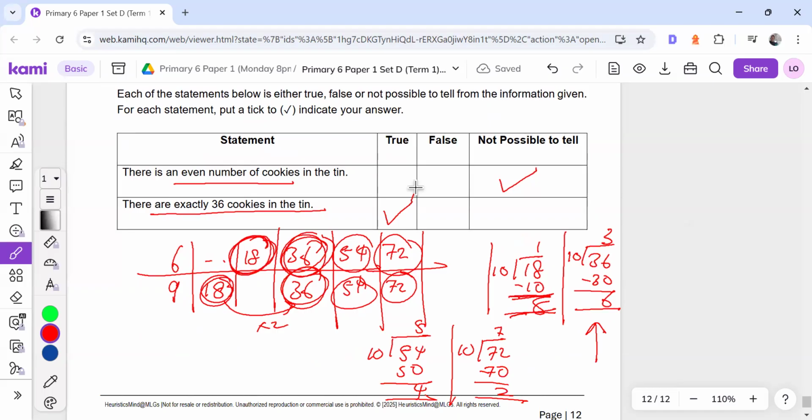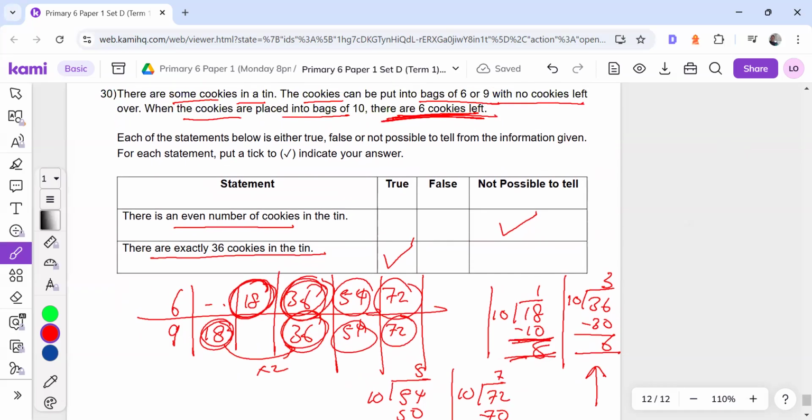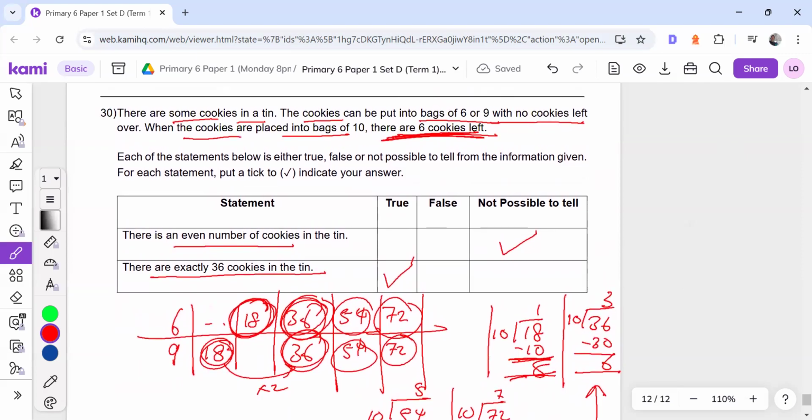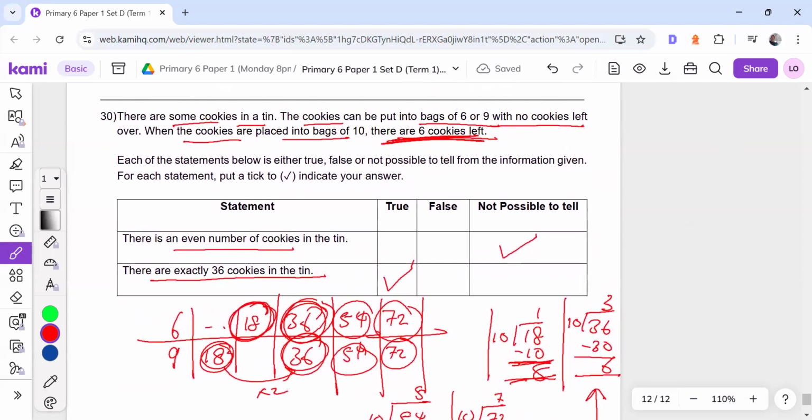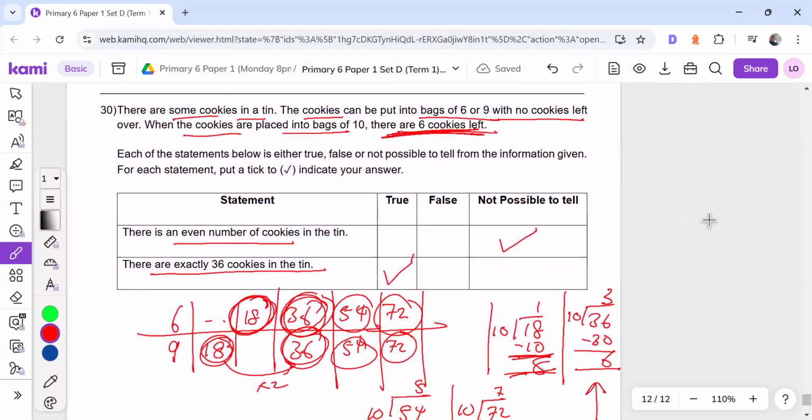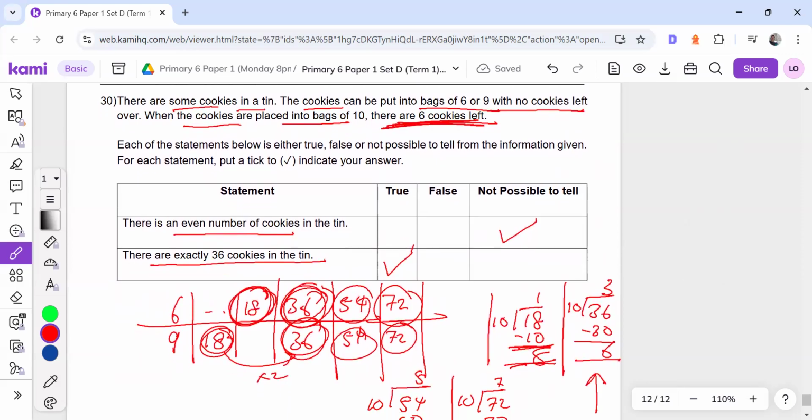But teacher, if there are exactly 36 cookies in the tin, isn't 36 an even number? Isn't 36 an even number? 36 is an even number. Yes, that's an even number. Correct? And so why is it not correct? Then why 36.